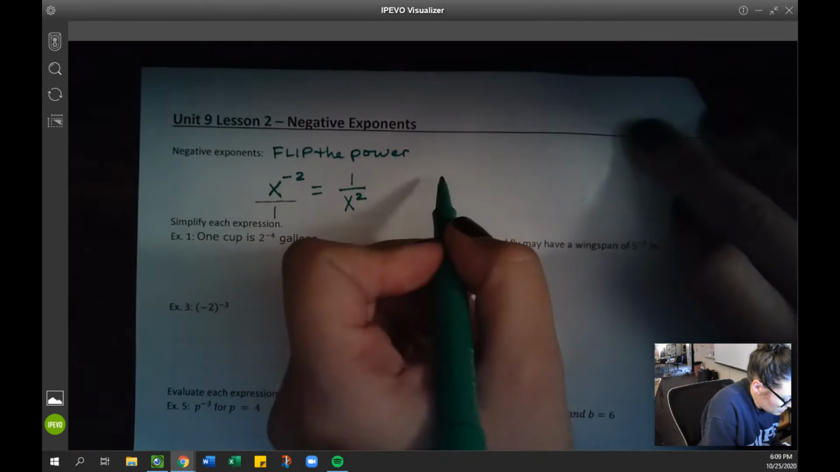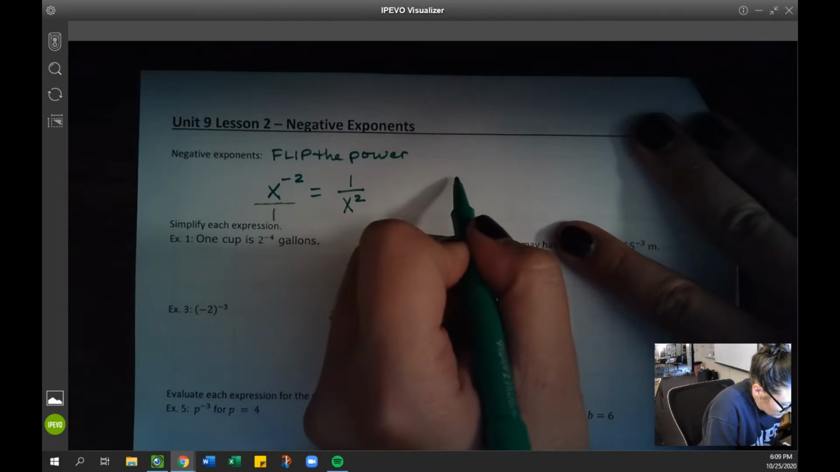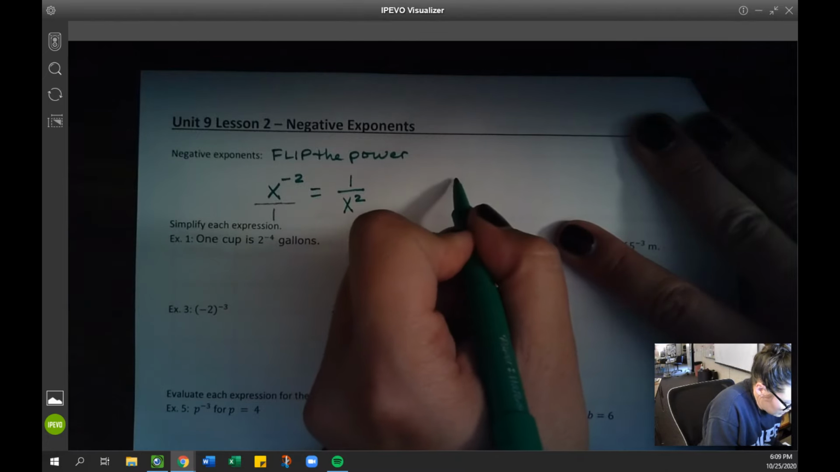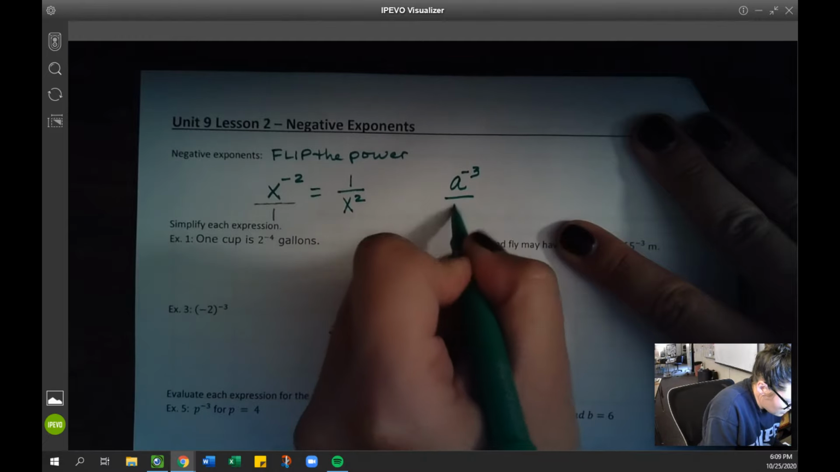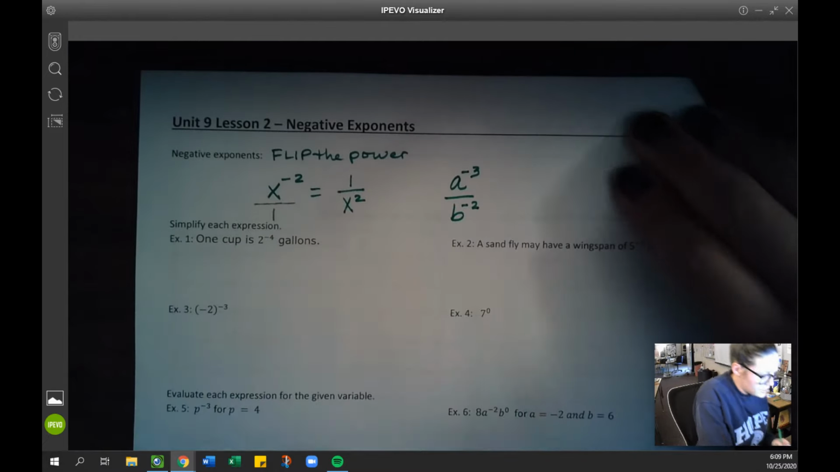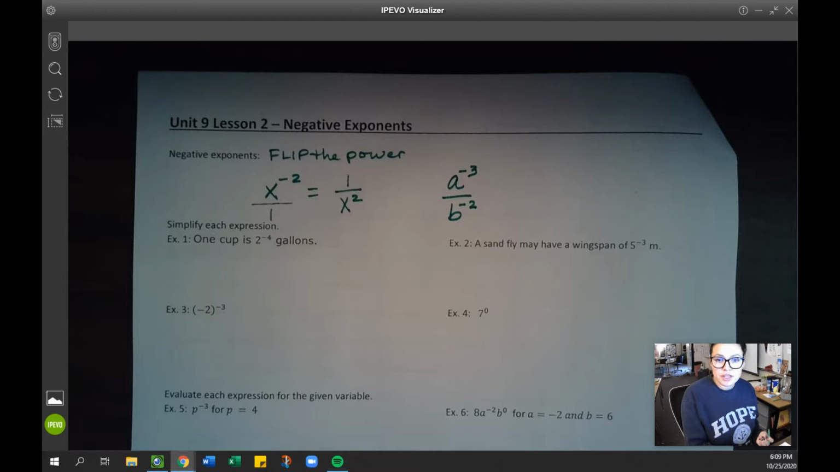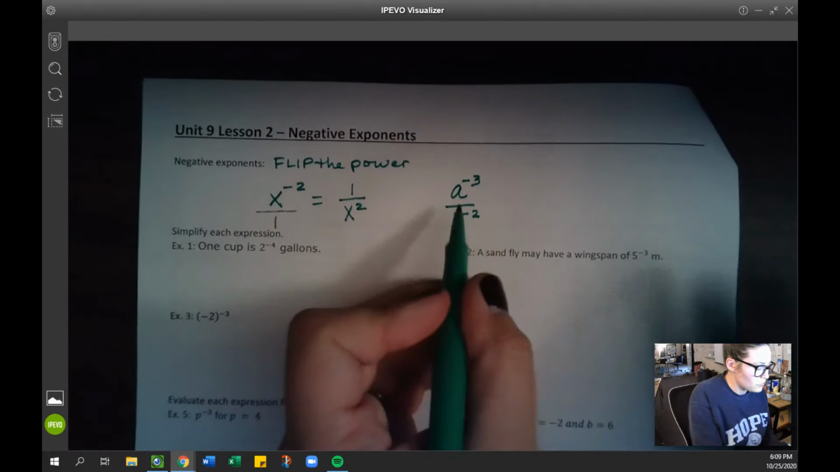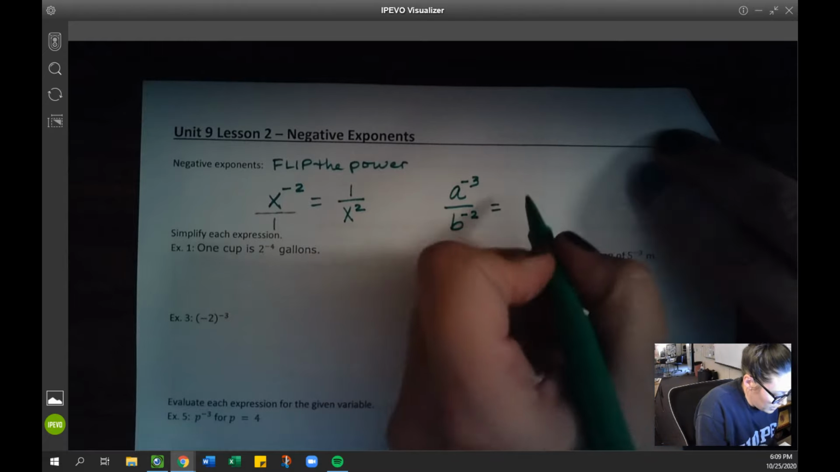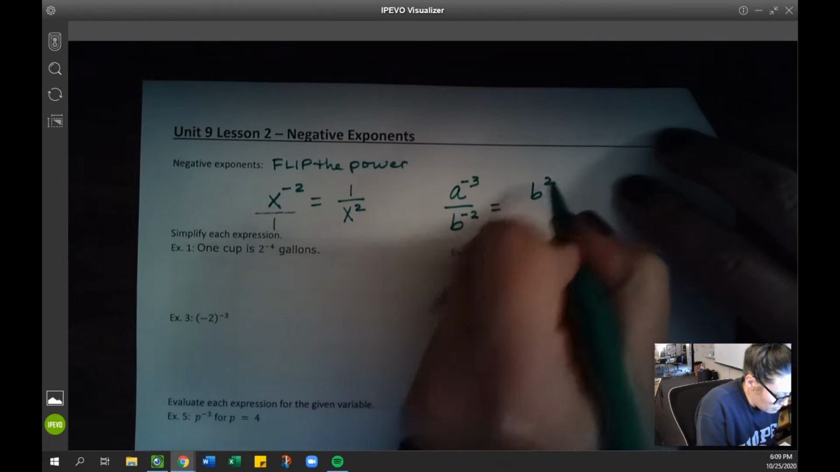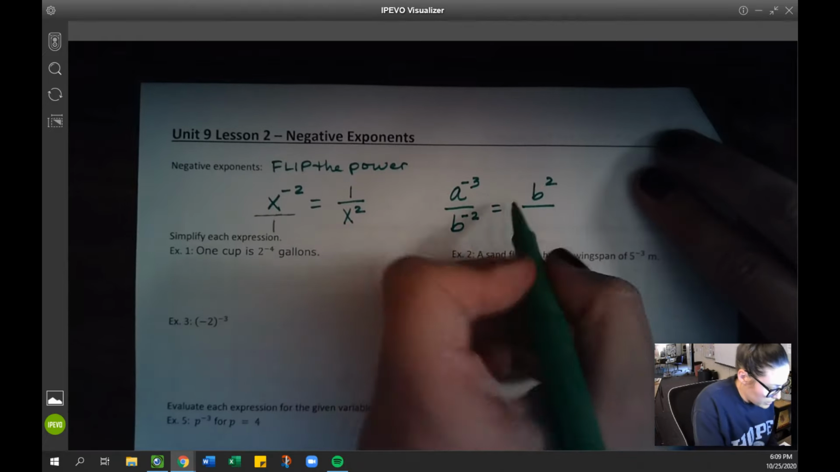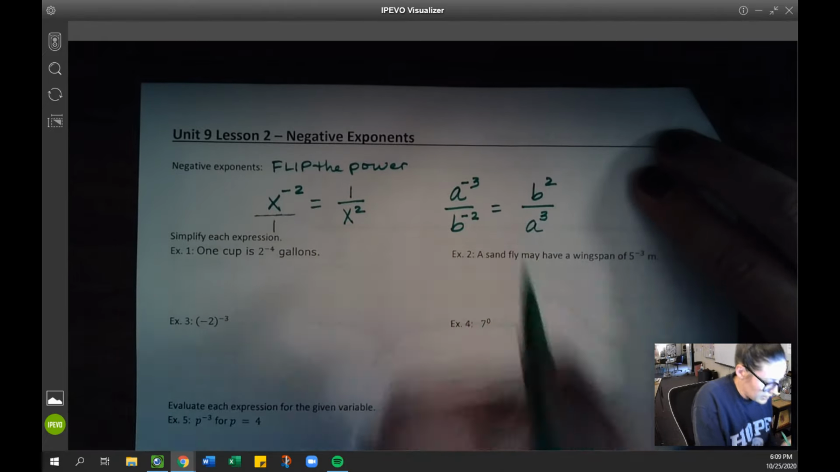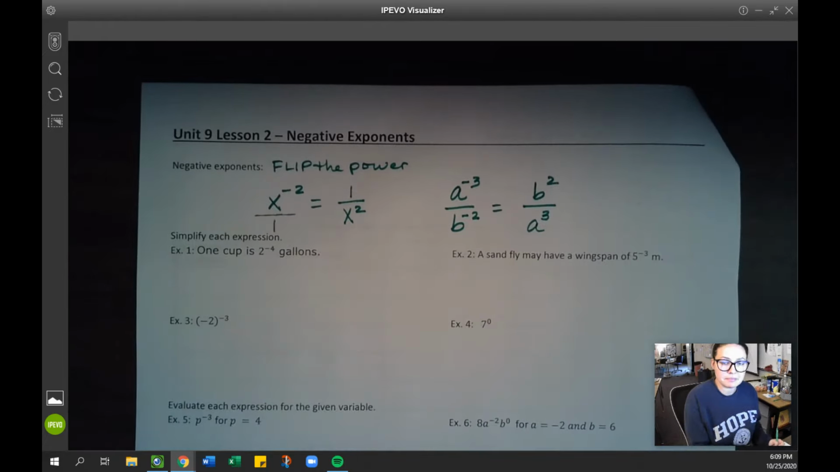So for example here, let's say I have a to the negative third over b to the negative second. Well, both of these powers have a negative exponent, so I'm going to flip them. So I'm going to bring b up to the top, and it's going to become positive, and I'm going to bring a to the bottom, and that is going to become positive.